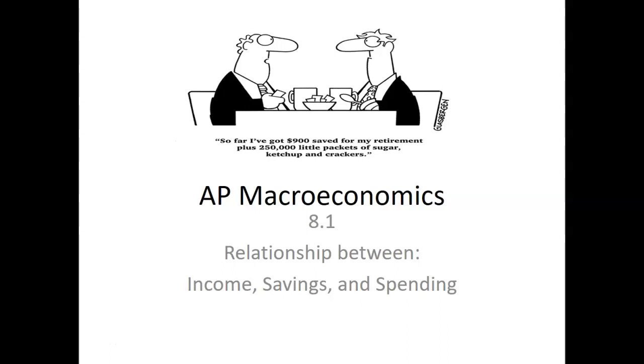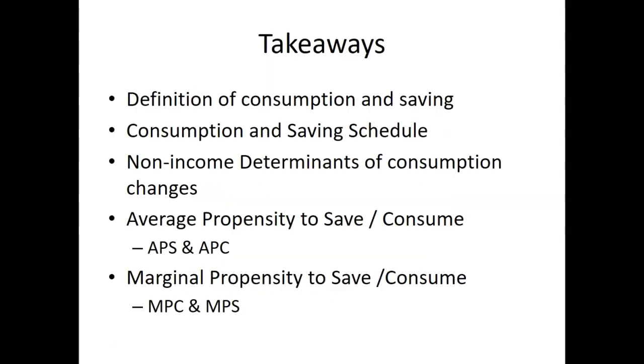We're going to be talking about income, saving, and spending. This is going to be 8.1. So some takeaways: we're going to talk about the definitions of consumption and saving as economists use them, along with the consumption and saving schedule. Also, why would consumption and saving change if not for income? We'll call those non-income determinants. Then we're going to finish with APC and APS, average propensity meaning likeliness to save or consume, and then marginal propensity to save and marginal propensity to consume, MPS and MPC.